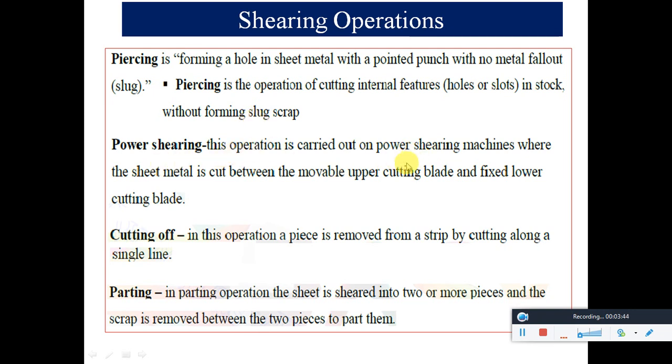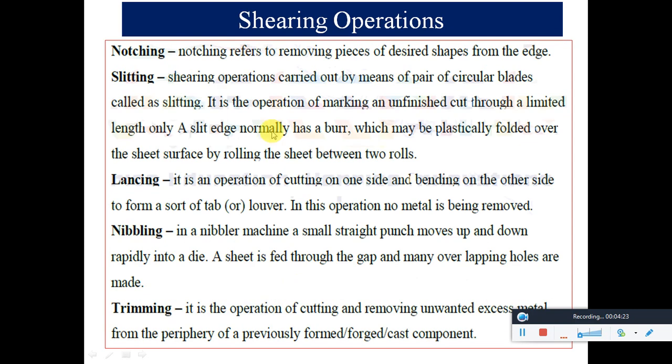Power shearing is carried out on power shearing machines where the sheet metal is cut between the movable upper cutting blade and the fixed lower cutting blade. Cutting off is an operation in which a piece is removed from a strip by cutting along a single line. Cutting off means it will cut the sheets. In the parting operation, the sheet is sheared into two or more pieces and the scrap is removed between the two pieces to part them. So this is the difference between cutting off and parting off. In cutting off we don't have any scrap, whereas in parting off we will have scrap.